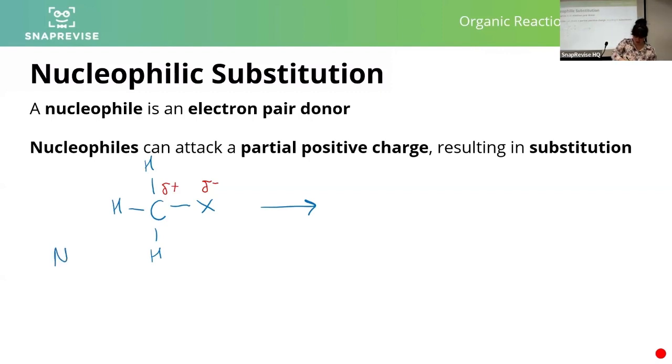I'm going to call my nucleophile Nu, and I'm going to give it a full negative charge. Not all nucleophiles do have a full negative charge, because ammonia, NH3, can act as a nucleophile, and it doesn't have a full negative charge. But in this case, just for simplicity, I'm going to use an example with a nucleophile that has a full negative charge, like hydroxide, for example.